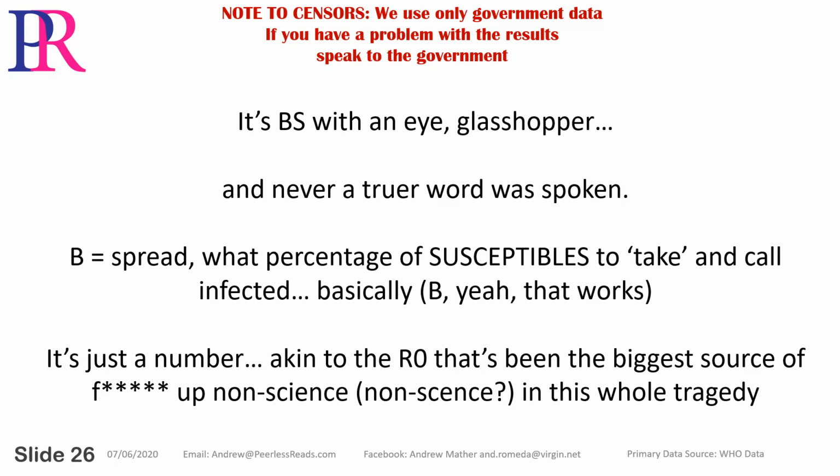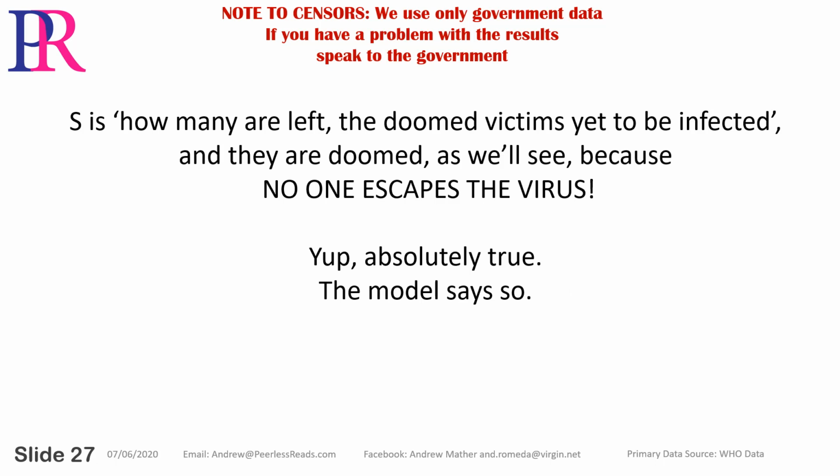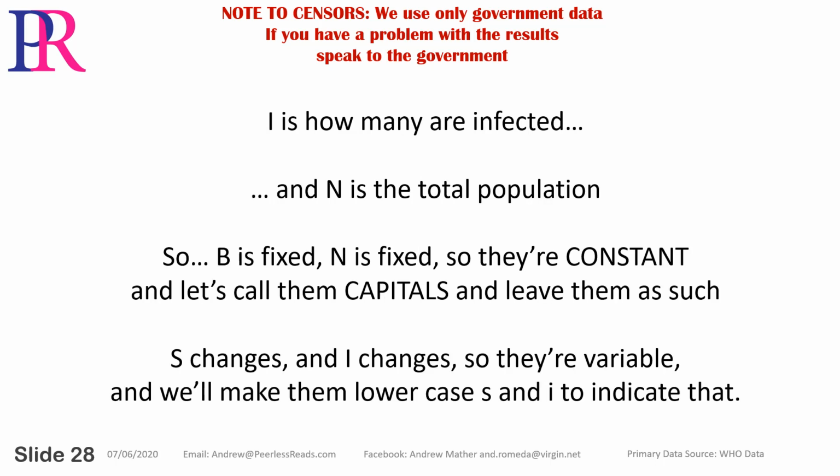B, or beta, is spread. What percentage of susceptibles to take and call infected? Basically, B. Yeah, that works. It's just a number, akin to the R0 that's been the biggest source of messed up non-science nonsense in this whole tragedy. So S is how many are left, the doomed victims yet to be infected. And they are doomed, as we'll see, because no one escapes the virus. Yup, absolutely true. The models say so. I is how many are infected, and N is the total population.